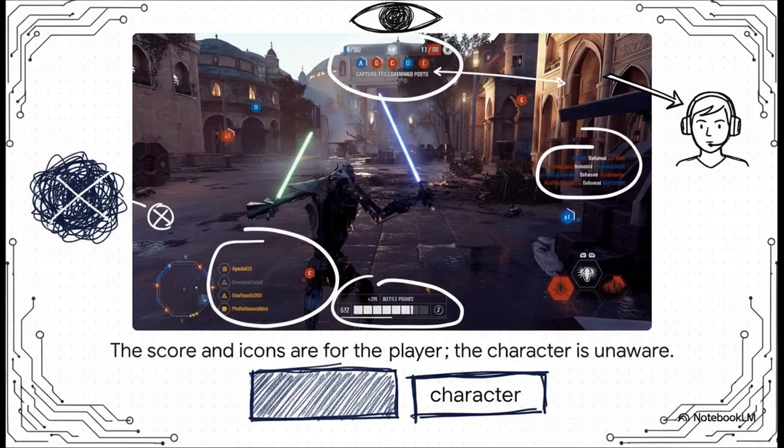This shot here shows that separation perfectly. The character, General Grievous, has absolutely no idea there's a score floating at the top of his vision or a list of players down the side. These things are totally separate from the game's reality. They only exist to give information to you.